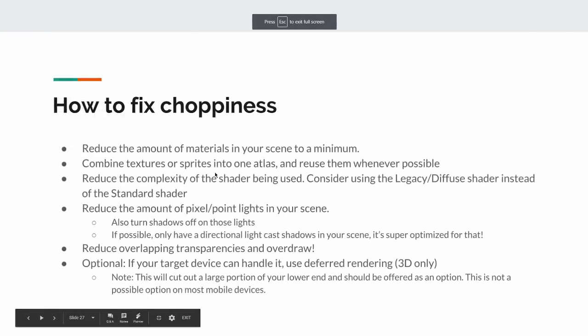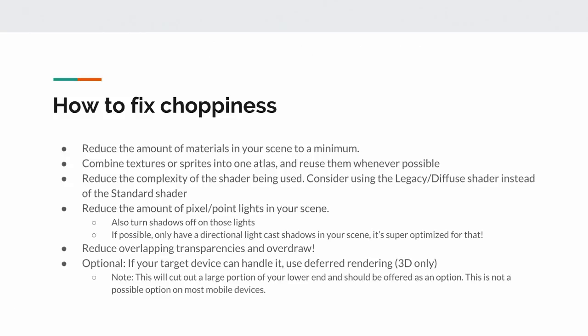That was a long demo. Sorry about that. What did we learn? How to fix choppiness. Reduce the amount of materials in your scene to a minimum. So try to get them down as low as you can. I had 3. This is about as low as I could probably get it. Lower if I didn't use transparent fences, if I wanted to.